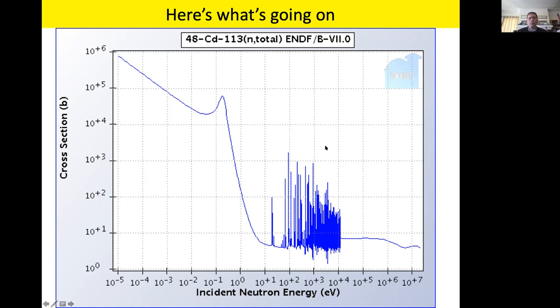Now, a question that we have to get into. What is this forest right here? This is what's measured. It doesn't just stop right here. It keeps on going down. But this is what has been reported and archived in the data libraries. These are resonances.